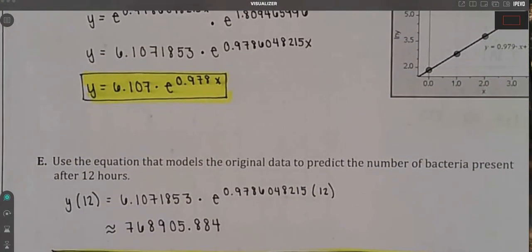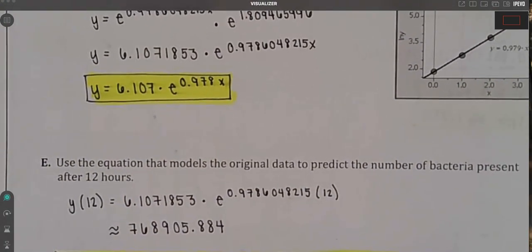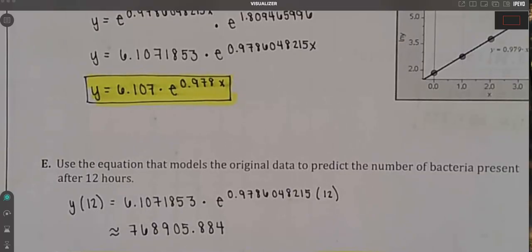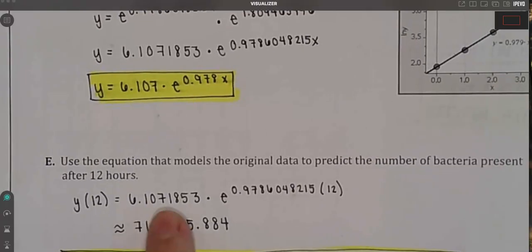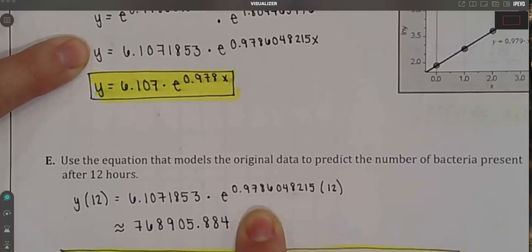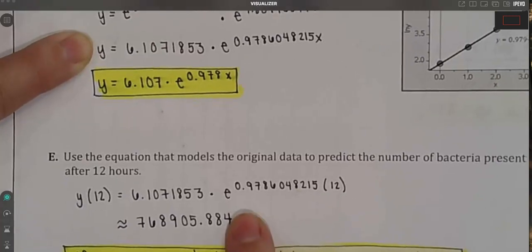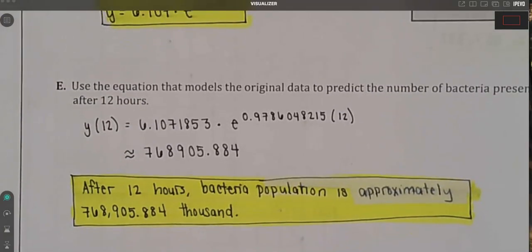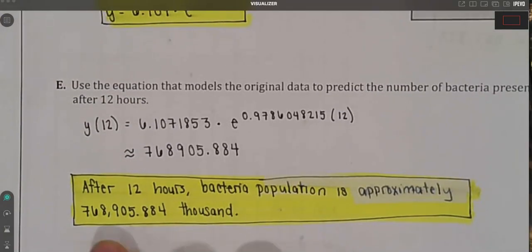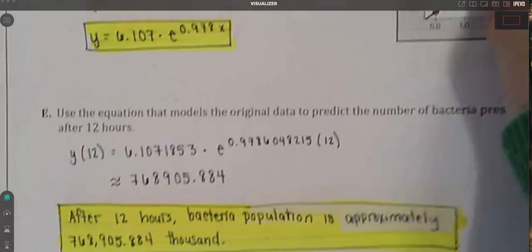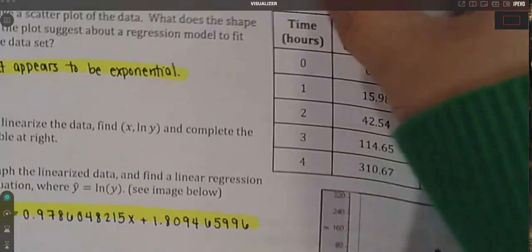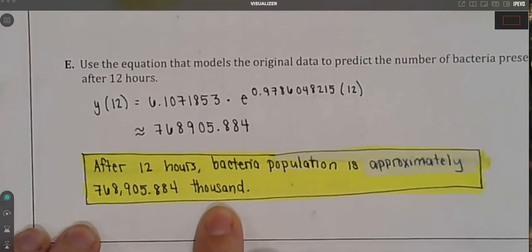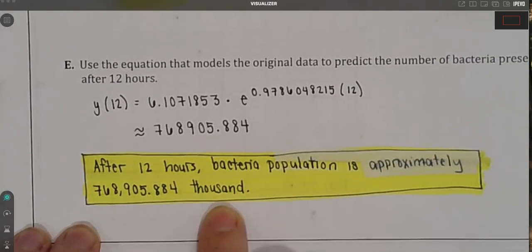So here, when it says use the equation that models the original data to predict the number of bacteria present after 12 hours, I used this equation with more decimal places and plugged in 12. And I got this value. So the answer is after 12 hours, bacteria population is approximately this, and I made sure to add 1,000 because that column is dealing in thousands.